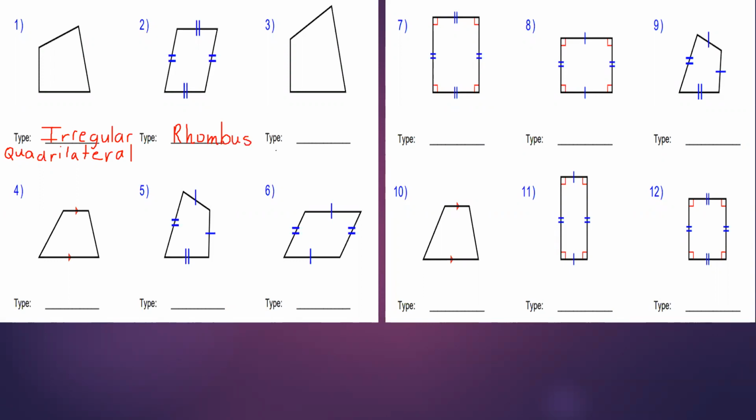Number 3 is also an irregular quadrilateral. Again, please make the corrections to your work, especially Doranique and the ones I've already seen. Some of your answers are wrong. So make corrections to your work. So this is an irregular quadrilateral.